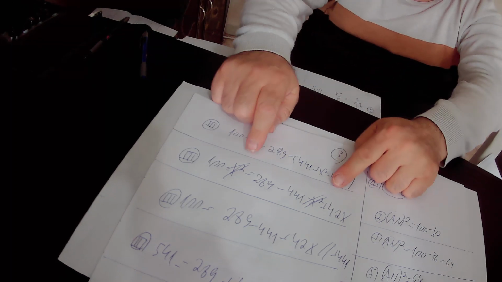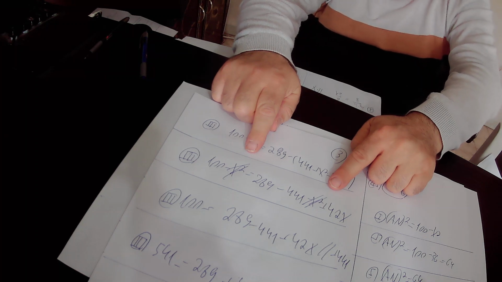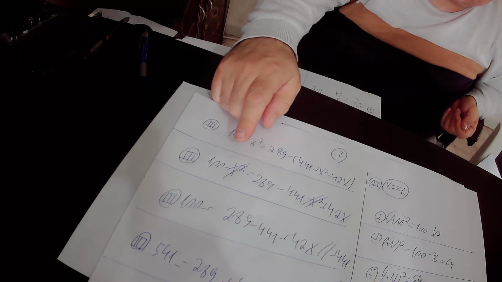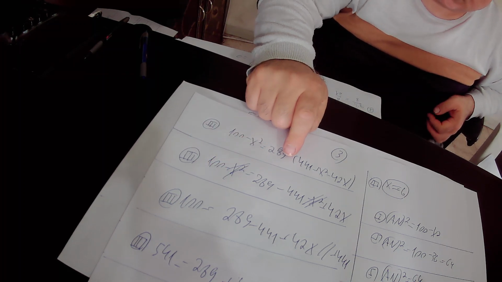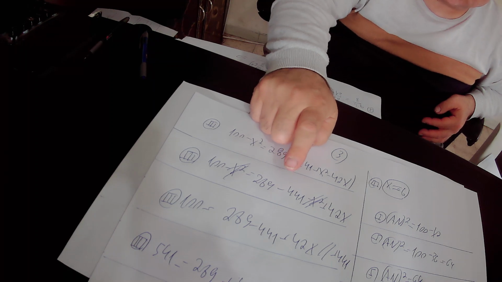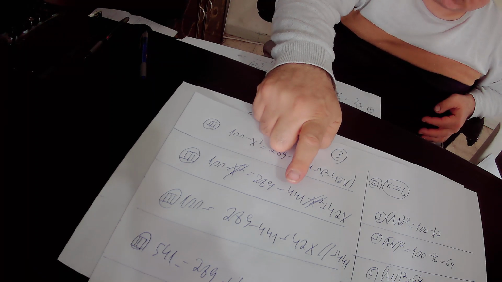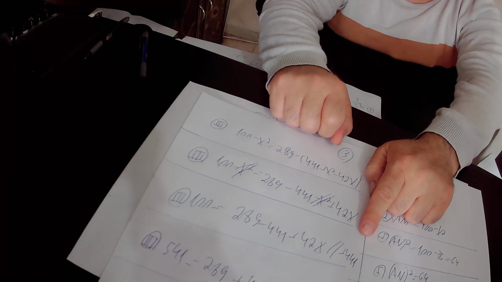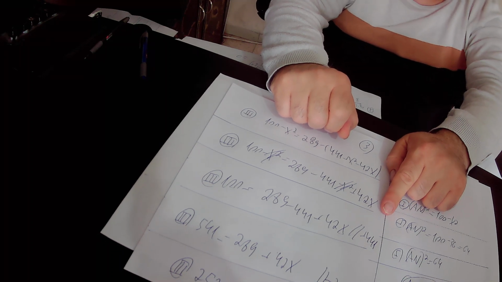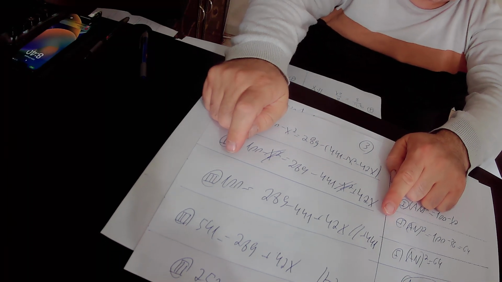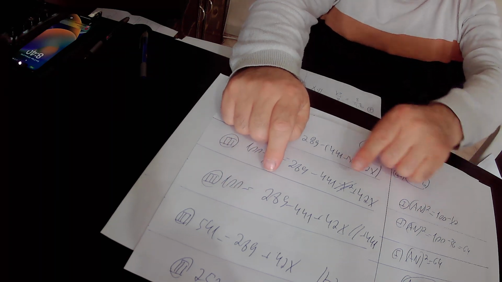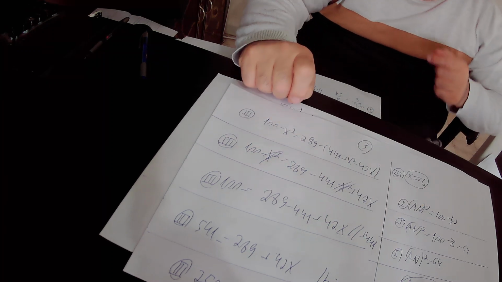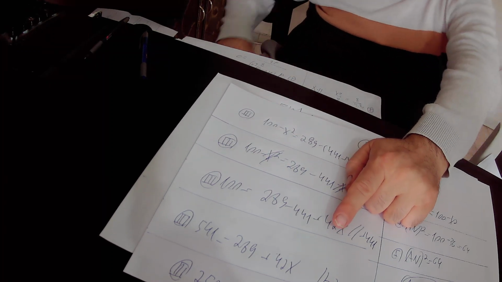Here we have minus x square on both sides of equation 3, therefore minus x square will be cancelled. After we cancel minus x square, on this side of equation 3 we are left only with 100, and on the other side we have 289 minus 441 plus 42x. Here we added 441 to this equation, and found out that 100 plus 441 is 541, and it is equal to 289 plus 42x. Here we subtract 289 from this equation.